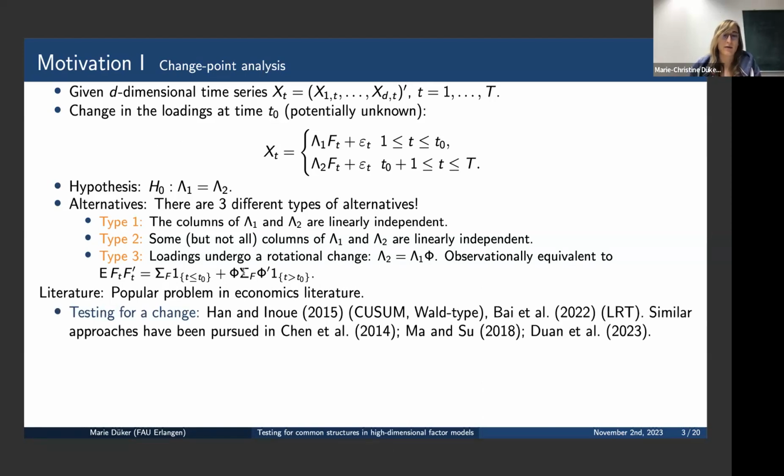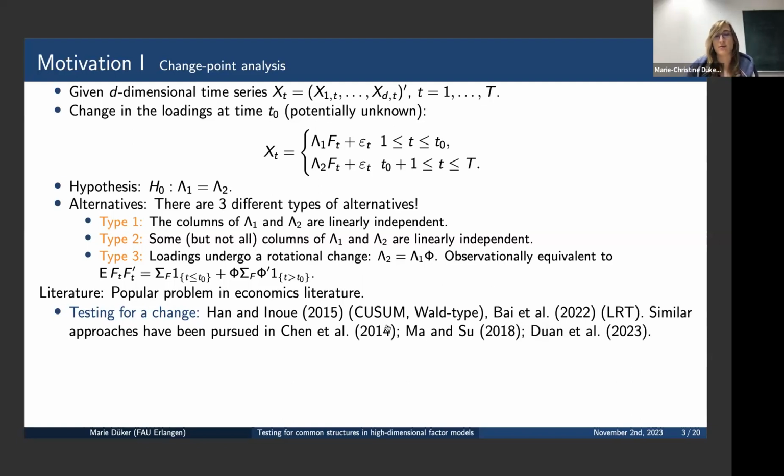So to give some kind of literature review, this kind of question has become really popular in the last 10 years. Since this paper by Han and Inoue in 2015, who proposed a QSUM type or also Wald type test statistic to test for changes in the loadings over time, there has been a lot of literature, people proposing different kinds of tests for this setting. Then in 2022, someone proposed a likelihood ratio type of test.